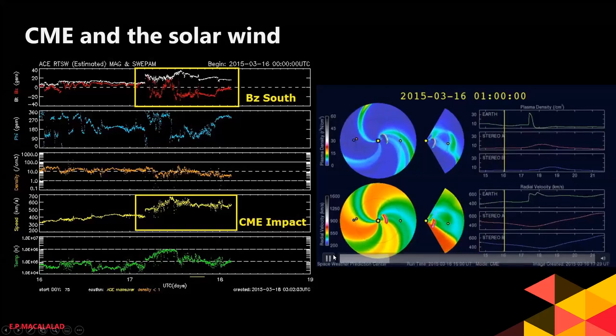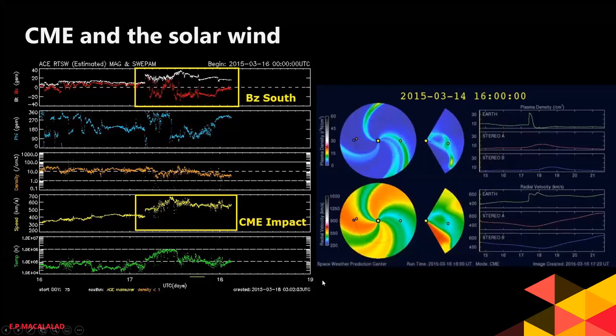So this is what that simulation would look like. Now this is for the geomagnetic storm in 2013. This is the St. Patrick's geomagnetic storm. This is the solar wind data, 2016, 2017, and 2018.